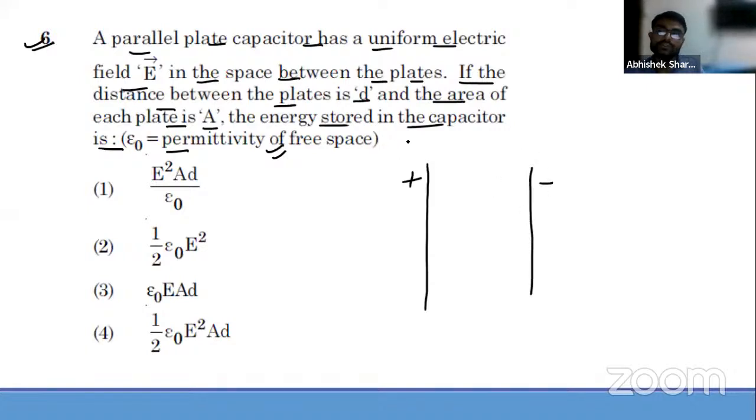Here, you know this thing, capacitor plates mein hota kya? Capacitor is what? Capacitor is the combination of two plates which are situated at a distance d from each other. Okay. This is having a positive charge plus q here everywhere.